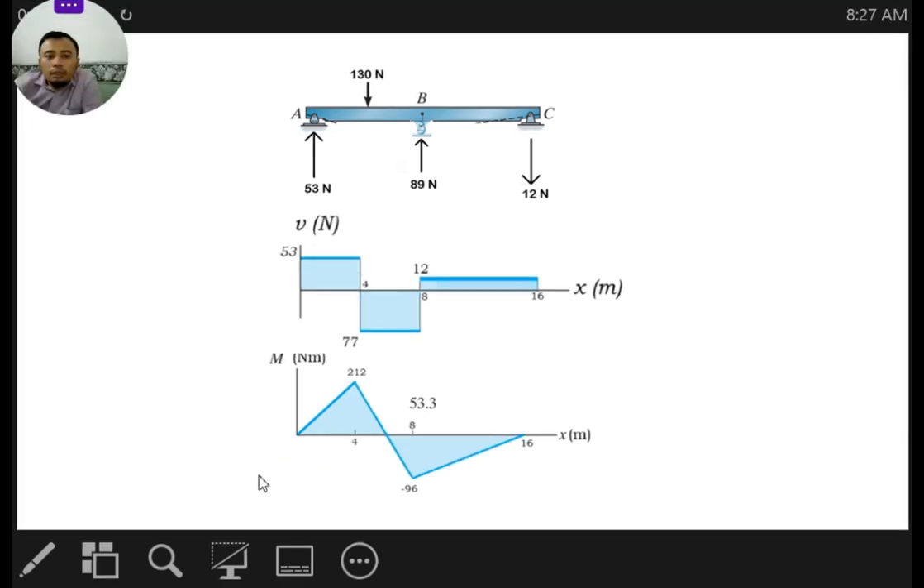It is important to remember that when you are trying to draw your bending moment diagram, there's no moment at pin or roller support, but there is a moment at fixed support. So if you have a fixed support here, for example, then there will be a moment here. It will start with the moment, or it will end in the moment if you have fixed support here.